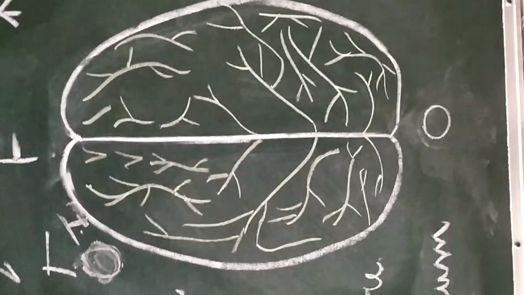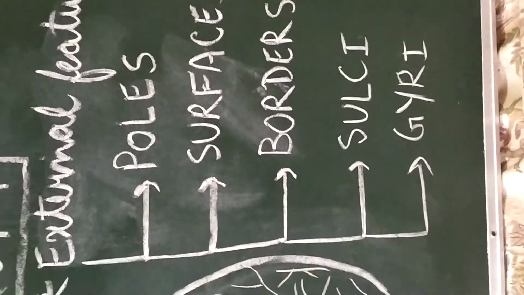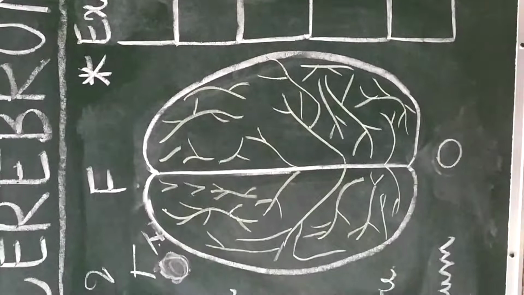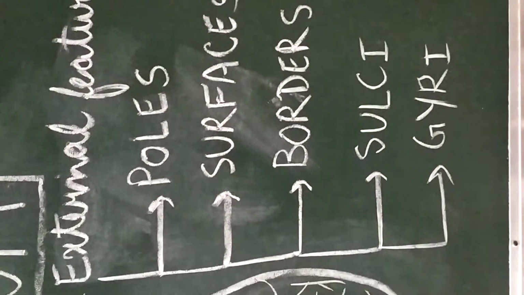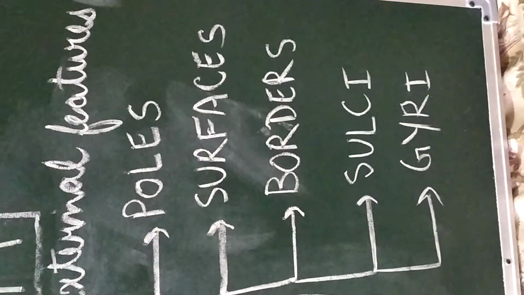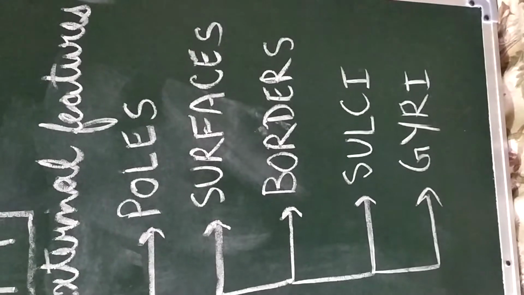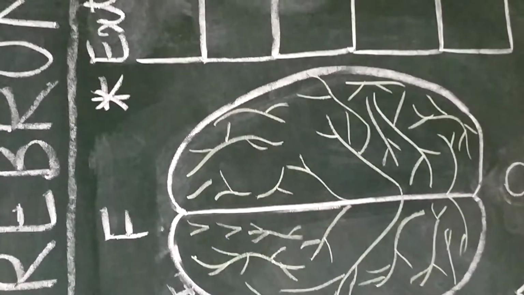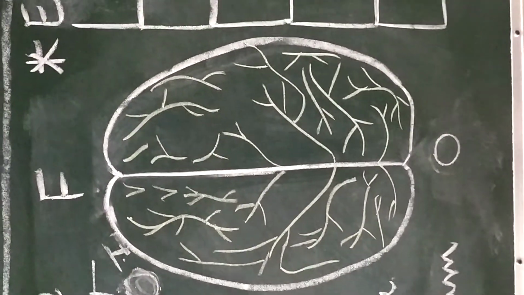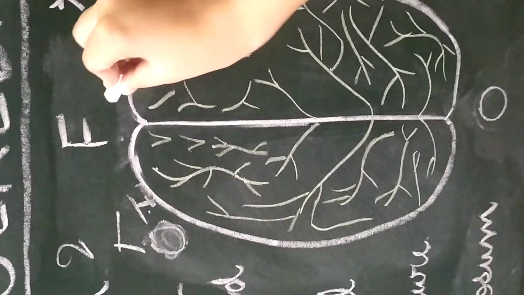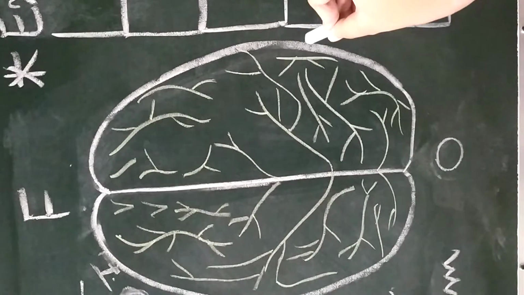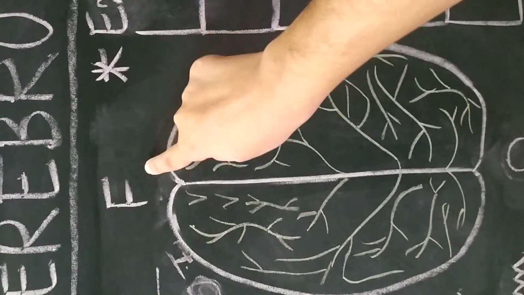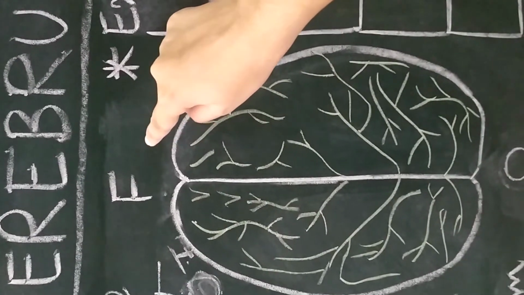Okay. Now finally, talking about the external features of the cerebral hemispheres. Each cerebral hemisphere consists of poles, surfaces, borders, sulci and gyri. Coming to poles. There are three poles present in the cerebral hemisphere: the frontal pole, the occipital pole and the temporal pole. Now see, over here the frontal lobe is situated. So this is the frontal pole.